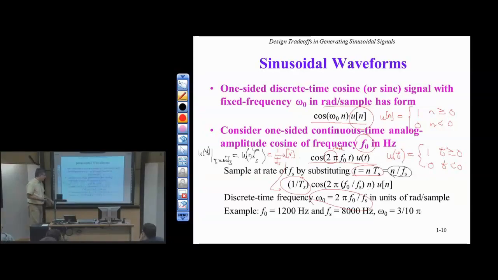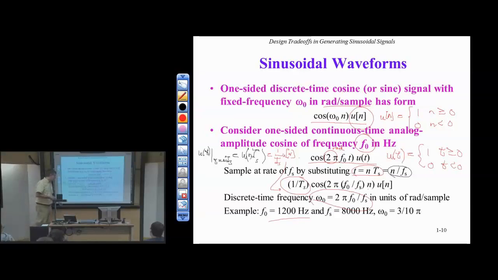As an example, this is a different sampling rate, but the idea is the same. If I take a continuous time frequency of 1200 hertz and a sampling rate of 8000 hertz, the discrete time frequency, just running the numbers, is 3 over 10 times pi, 3/10 pi. That's it. And that's the value we need no matter which of the 3 ways to implement the cosine we choose to use: function call, lookup table, difference equation. We need to know what omega naught is.